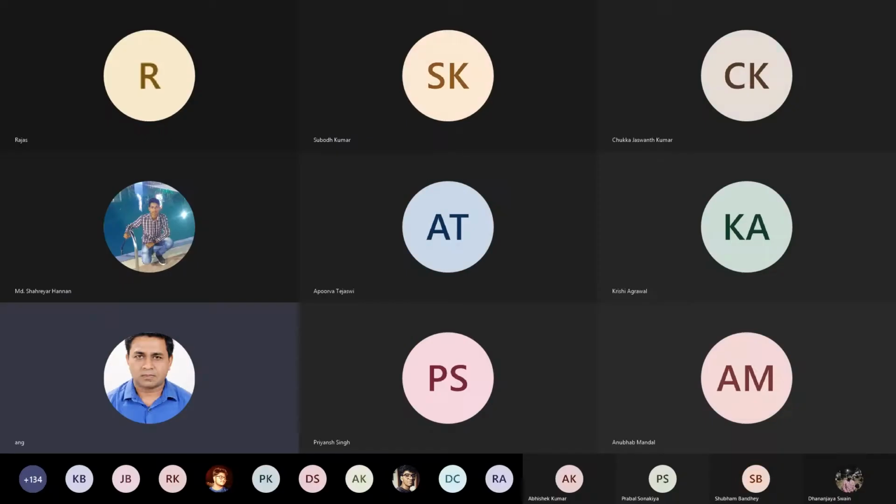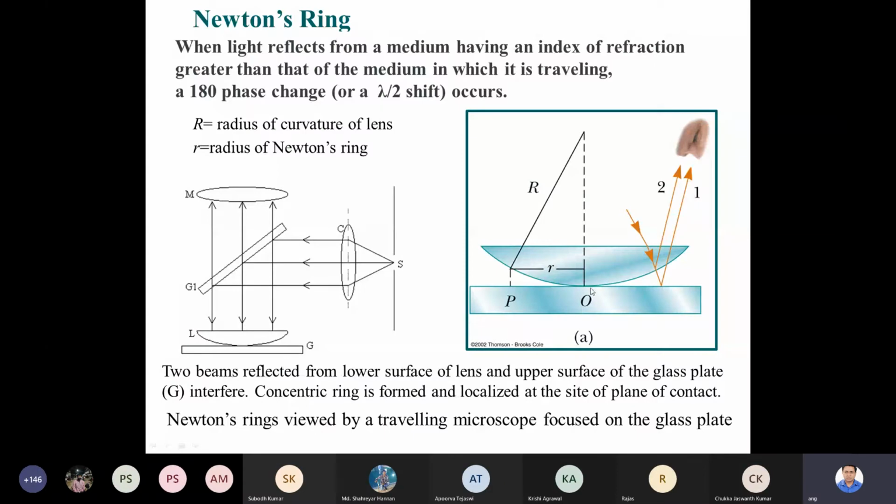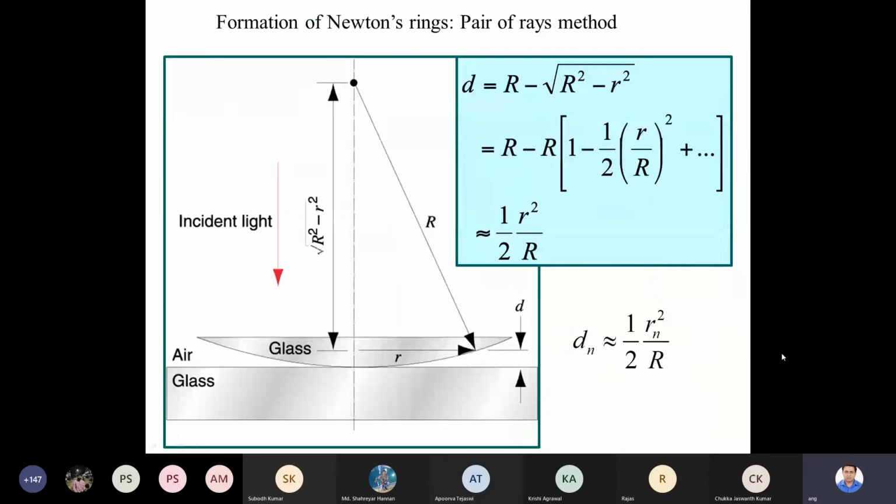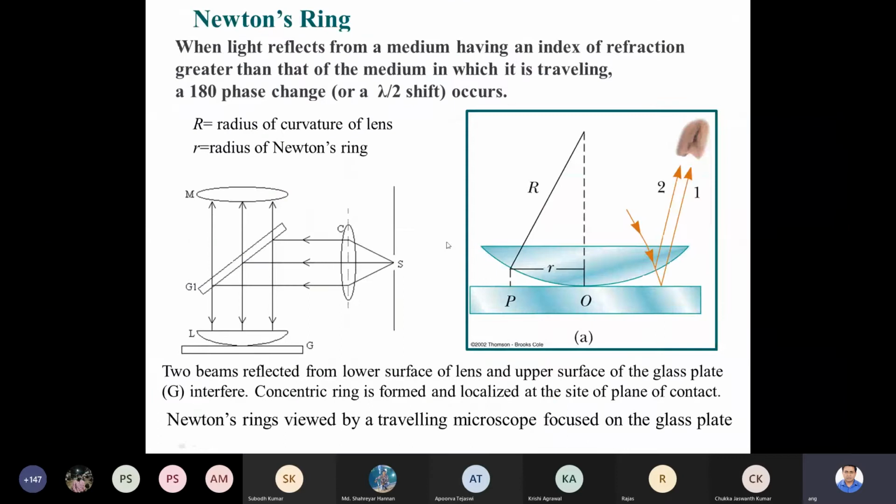45 degree, then you will get the dark rings, dark spot at the center. Okay, so let's do some maths, how you can get this. So what is the objective of this experiment? Two objectives you can think of. The first thing is to find out the refractive index of any unknown liquid.